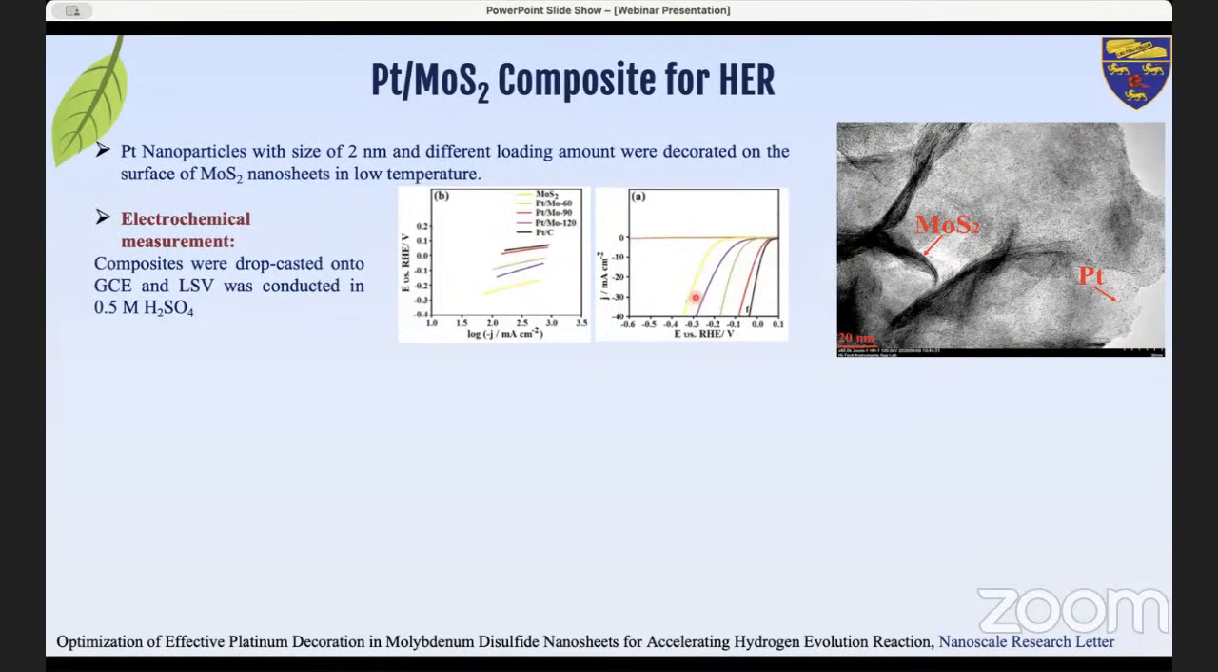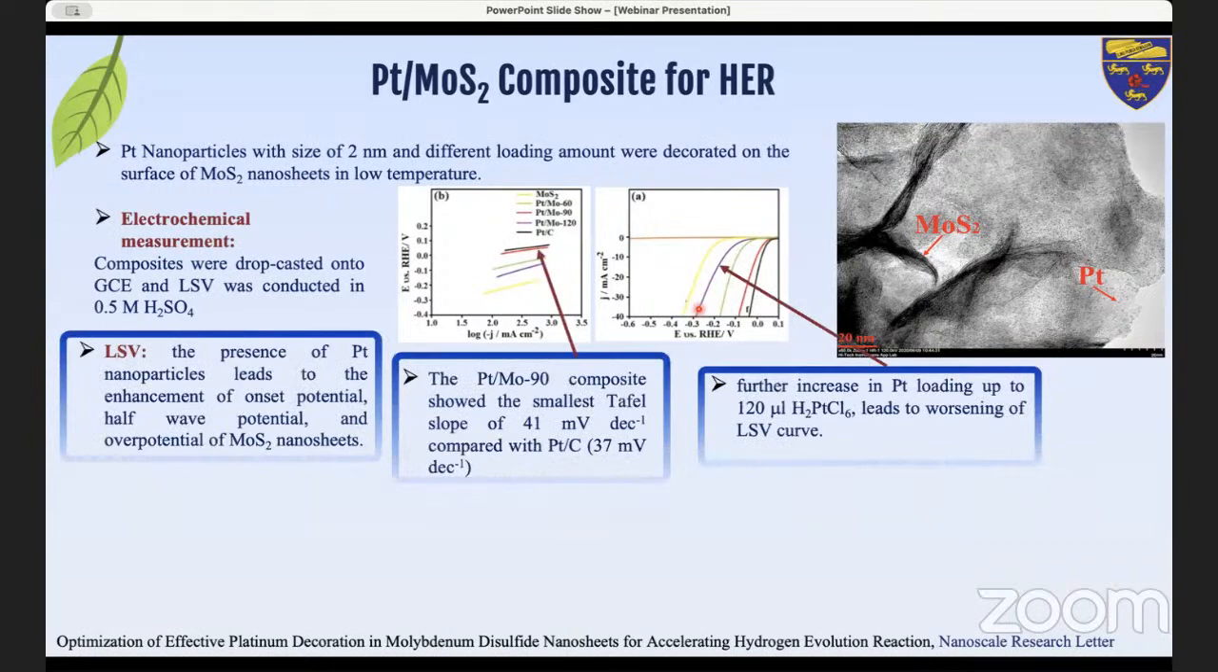She tested many ratios, and finally optimized the HER based on the amount of Pt. She chose 3 different amounts, 60 microliter, I think 90 microliter, and 120 microliter, of chloroplatinic acid solution based on precursor. And she observed that the amount of platinum has an effect on HER, on LSV.